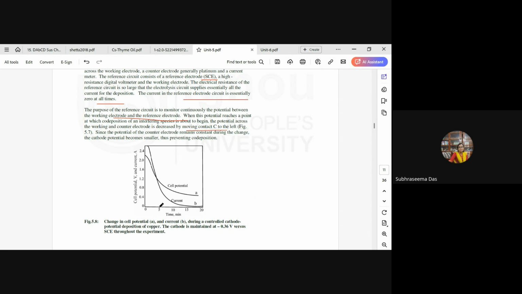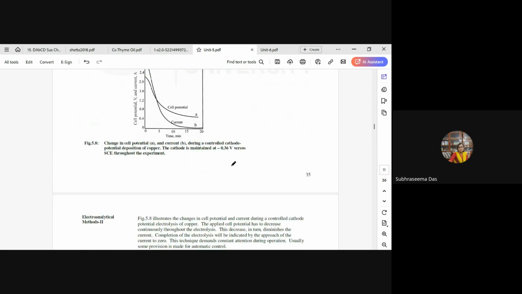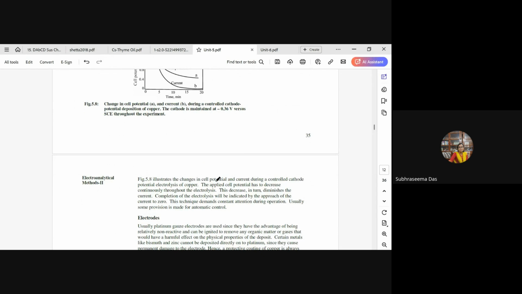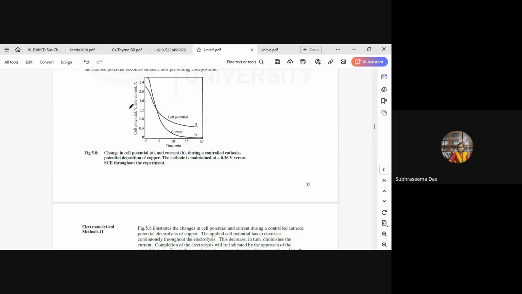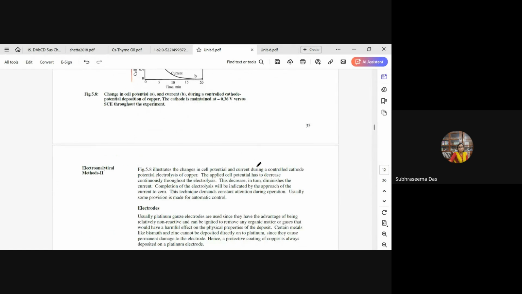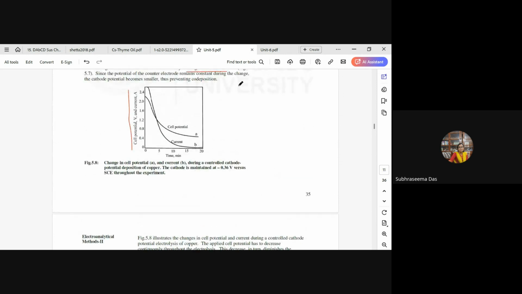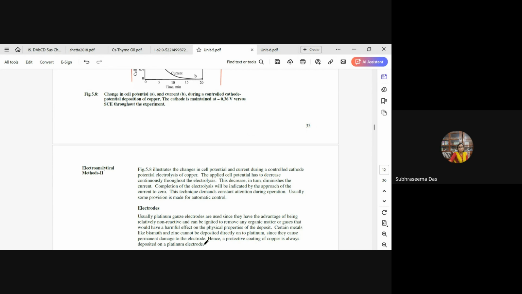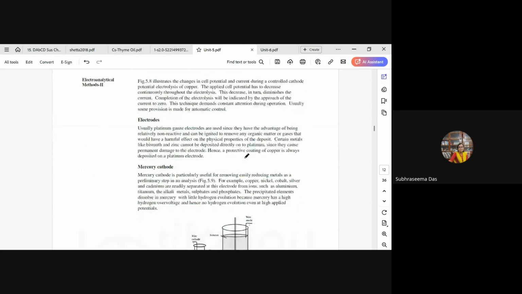Here in figure 5.7, we can see the change in cell potential and current during a controlled cathode potential electrolysis of copper. This technique usually demands constant attention because it is a very sensitive process and requires constant attention during the operation.